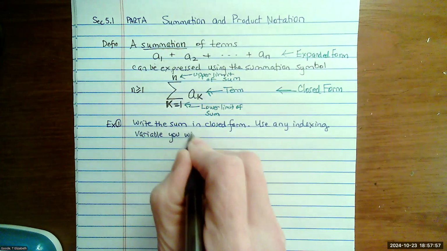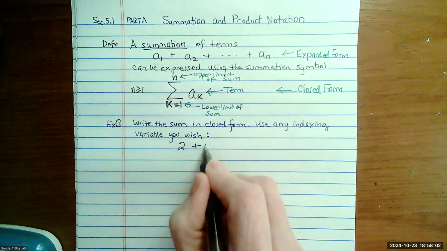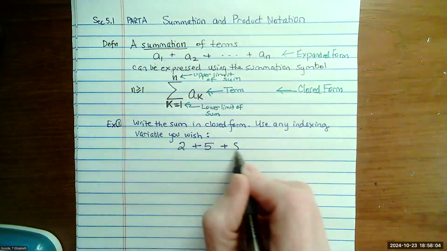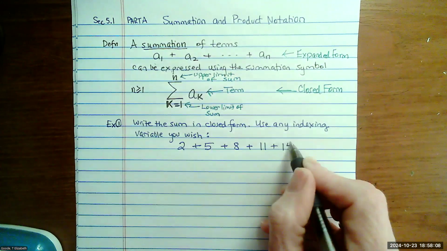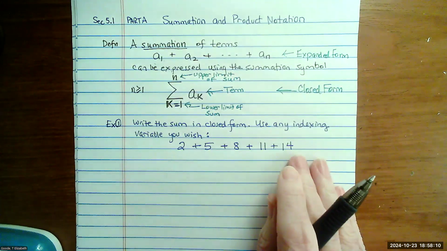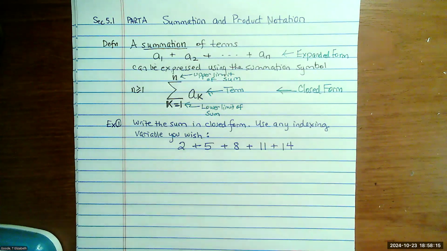So here's the sum: 2 plus 5 plus 8 plus 11 plus 14, and I'll stop it there. But have I shown you enough that you see the pattern? So Danny, I see you shaking your head. Yes, cool. So what would be the next term? If we were going to put another term in that sum, what would the next one be?